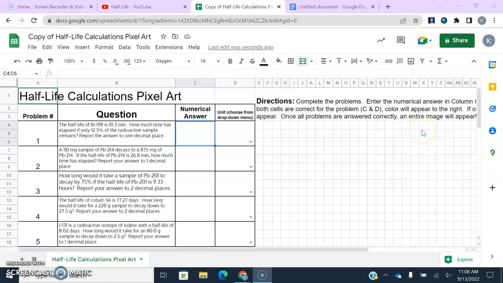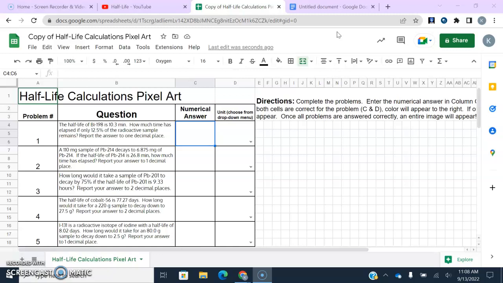Hey, chemistry students. Today we are learning about half-life, and I have a really fun activity for you that is self-grading, so you'll know if you're right or not. When you're done, you're going to get a really cool picture at the end, so you'll be able to tell whether you're doing everything correctly.